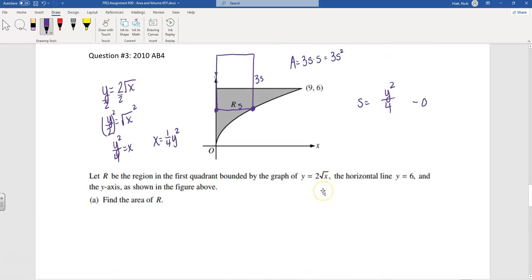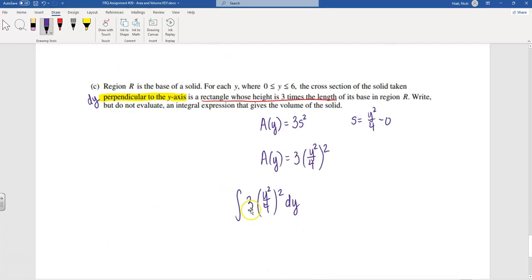X-axis or y-axis for this? Y-axis, right, because we're dy. So either one would be from 0 up to, what's the y-coordinate at this highest point? 6. And I know that because it's marked over here on that point. So we integrate from 0 to 6. You're not being asked to solve this at all, so that's where you stop.